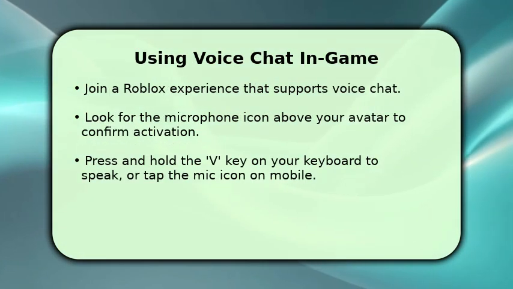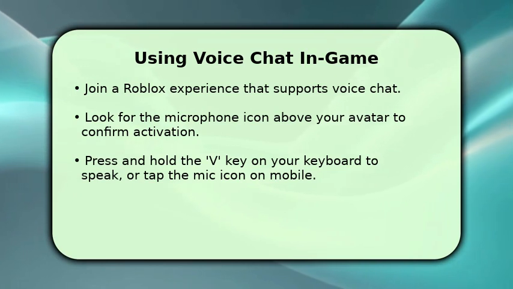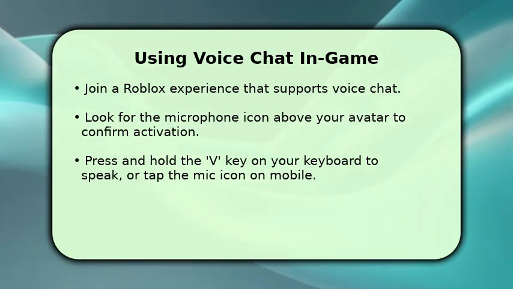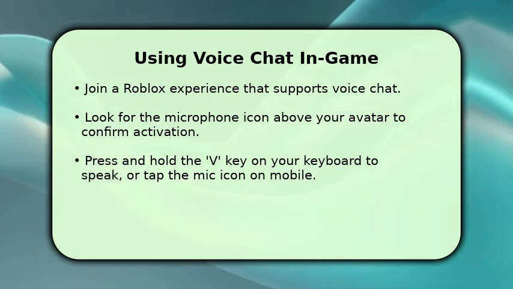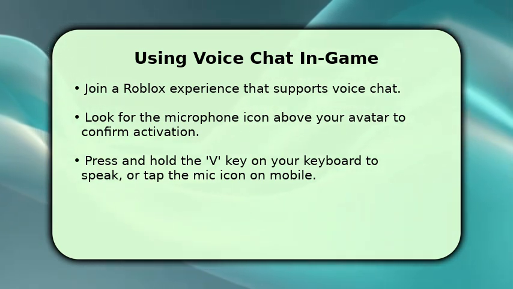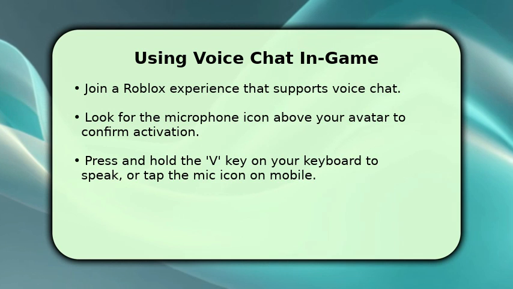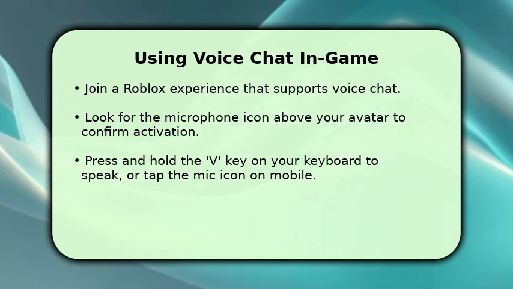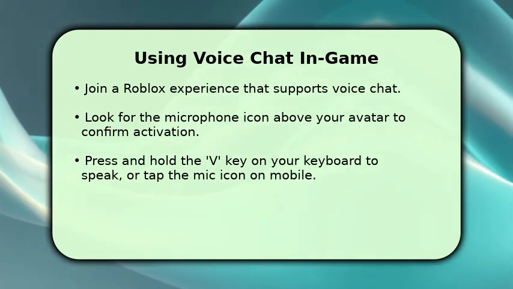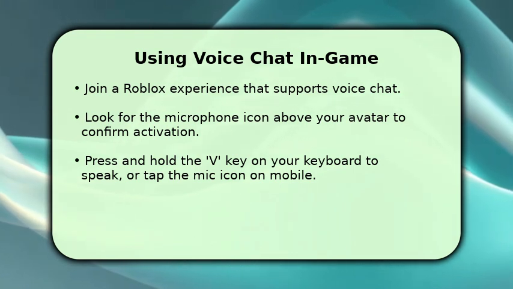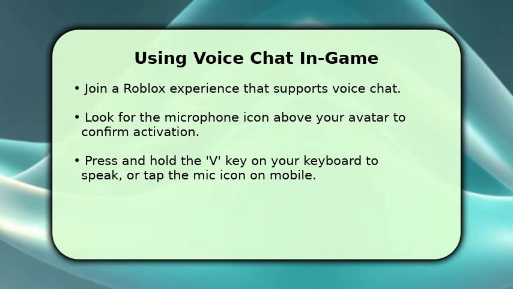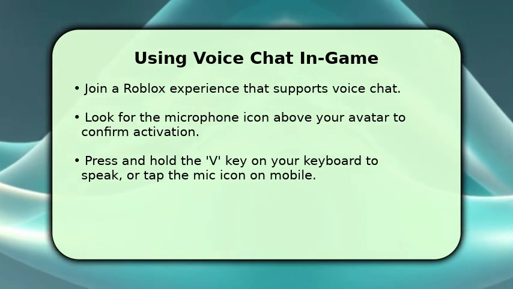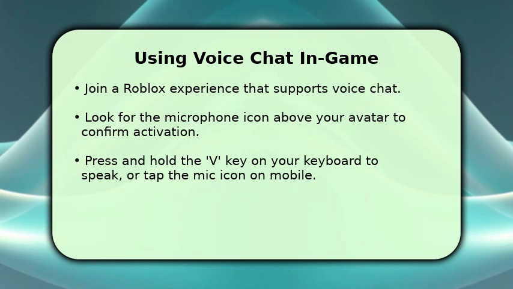With voice chat enabled, you're ready to jump into a game. Find a Roblox experience that supports this feature. Once you're in, you should see a small microphone icon above your avatar, indicating that voice chat is active. To speak, simply press and hold the V key on your keyboard. If you're on a mobile device, just tap the microphone icon. Remember to release the key or tap again when you're done talking.